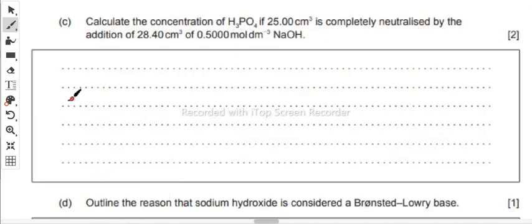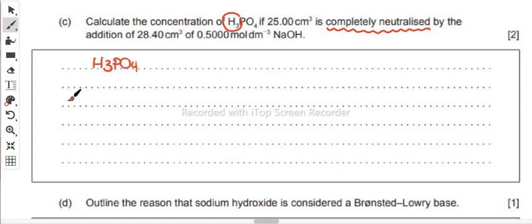Continuing with C, calculate the concentration of H3PO4 if 25 cubic centimeters is completely neutralized. This is a very important word. Completely neutralized is a clue for writing the chemical balanced equation. If it's telling you that it's completely neutralized, then all these hydrogen ions have been totally neutralized. So you will cross multiply between the sodium and the phosphate ion. So let's start with our equation.